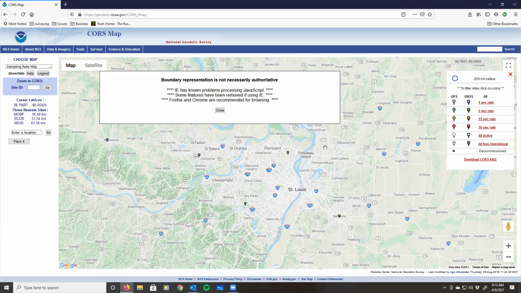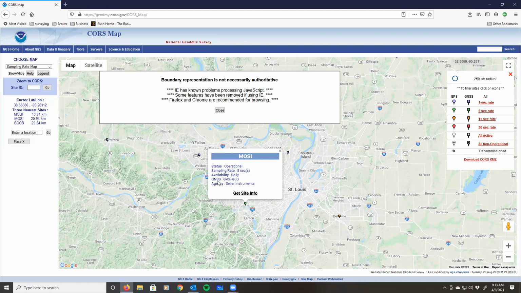Basically, if you have the subscription to the VRS, the virtual reference stations, then you can access that information through that. But as far as public information, that's not available. Now, for example, if we click on the station, it says it's operational. It samples every 5 seconds. Daily is when the information becomes available.